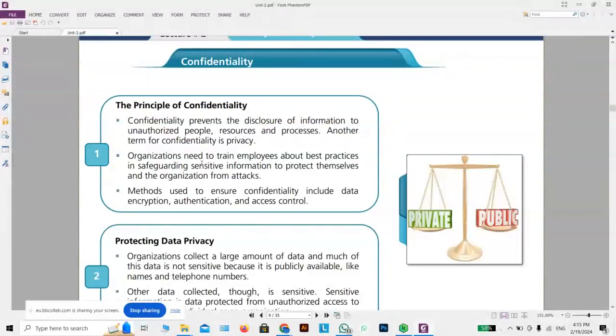I mean, to apply confidentiality, you can apply a password, you can apply locks, or you can also apply some kind of tokens. These are the kinds of measures you can apply to ensure the confidentiality of your email or your messages. This is actually what confidentiality is all about.